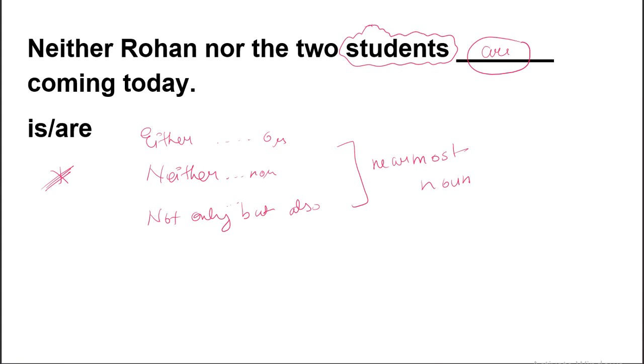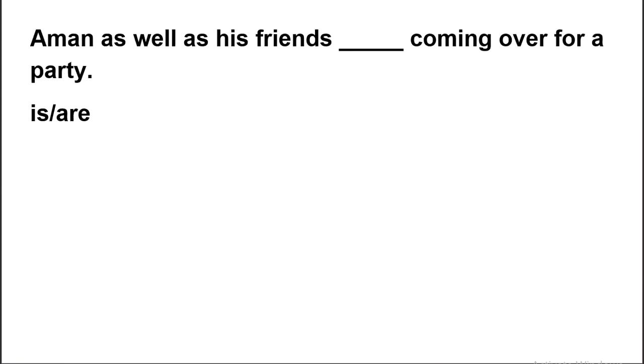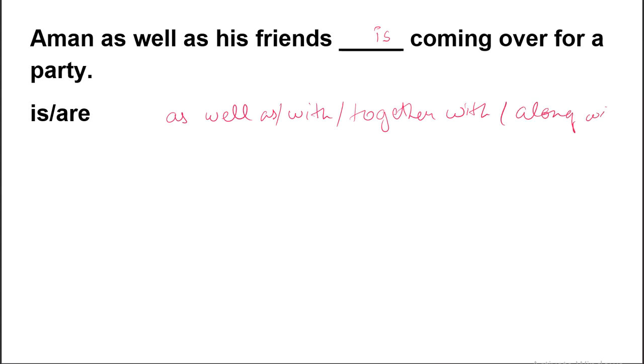Done? Next, Aman as well as friends dash coming over for a party. Aman as well as his friends is coming over for a party. Another rule is that whenever we have connectors like as well as, with, together with, along with, you always have to place the verb according to the former subject.